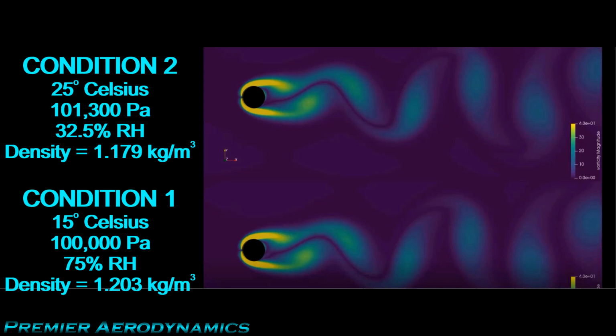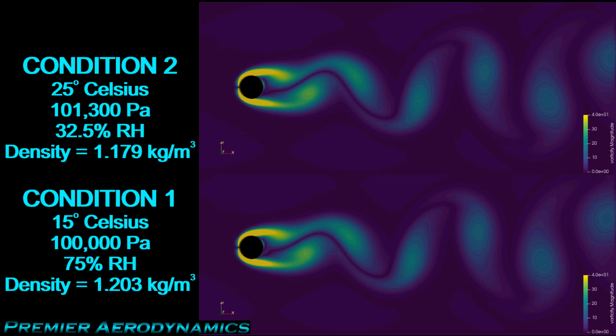So in this first video, there are two cylinders. The one on the bottom is for condition 1, when you have a temperature of 15 degrees Celsius, a barometric pressure of 100 kilopascals, which is very normal, and a relative humidity of 75%, again very normal. So this is very close to ideal conditions, 1.203 kilograms per meter cubed. That's the bottom cylinder. The top cylinder is for condition 2, where we had 25 degrees Celsius, 101.3 kilopascals, and 32.5% relative humidity. So the density is 1.179 kilograms per meter cubed.